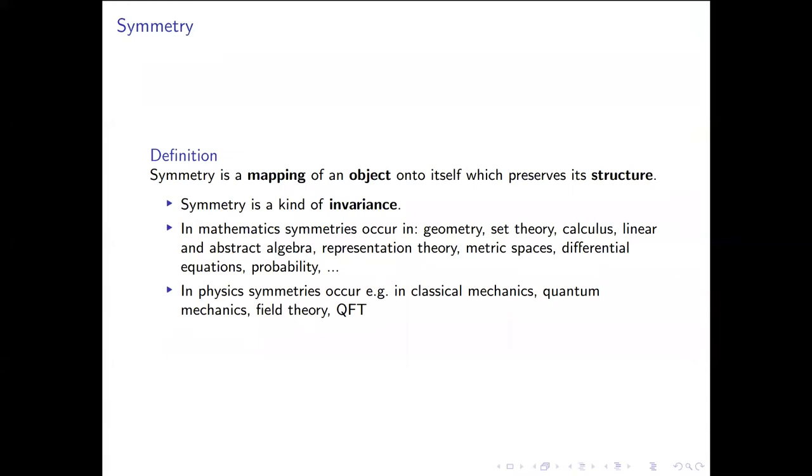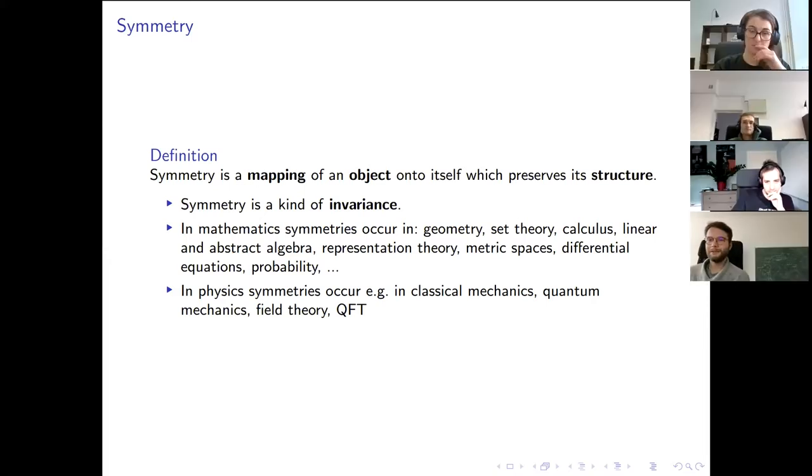The first two slides are a popular introduction. Let's define what a symmetry is in general. A symmetry is some mapping of an object into itself which preserves its structure. So we have three things we need to specify in order to say we have a symmetry. Also, symmetry is a kind of invariance, because the structure of the object is preserved. We already know a lot of examples of symmetries which occur in various branches of mathematics, such as geometry, as we know from kindergarten, abstract algebra, and many other parts.